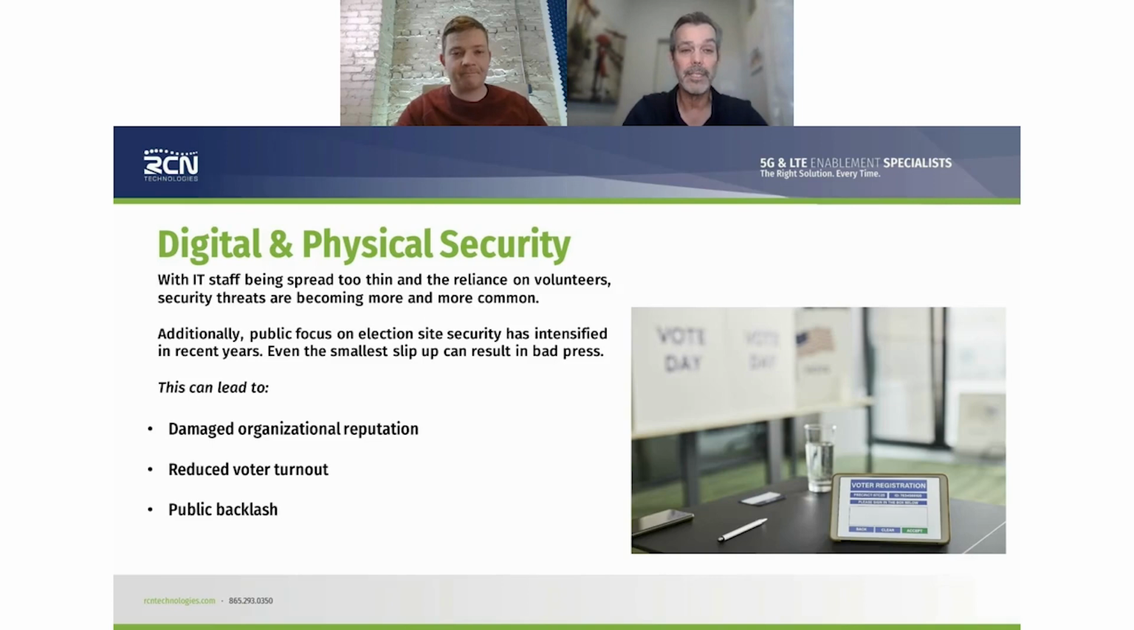Because anytime you have a security issue, it can turn into a loss in voters, because they don't believe that their vote's being counted, or which is the public backlash is kind of brutal at times. So that's something we all want to avoid. We want to make sure that those election days go smoothly, and that we don't run into those kinds of issues.